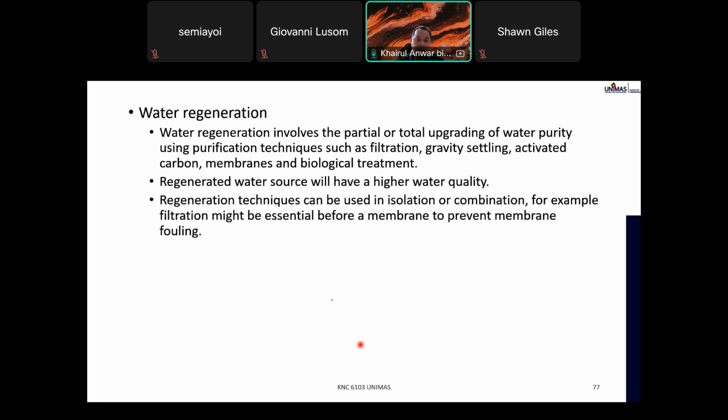Next is the water regeneration. The water regeneration involves the partial or total upgrading of water purity, purification techniques such as filtration, gravity settling, activated carbon, membranes, biological treatment. So regenerated water sources will have a higher water quality. Regeneration techniques are used in the solution. For example, filtration will be essential before a membrane to prevent membrane fouling.